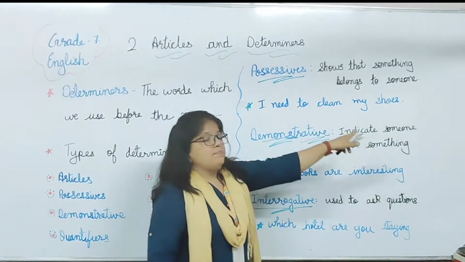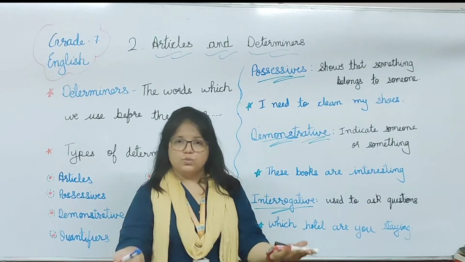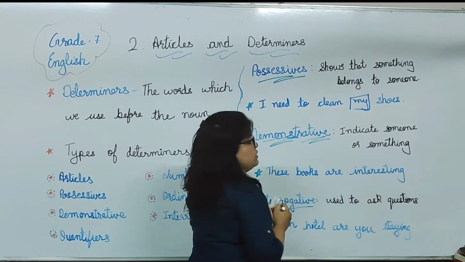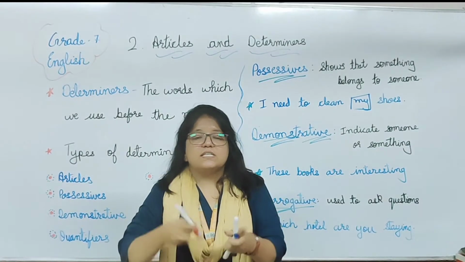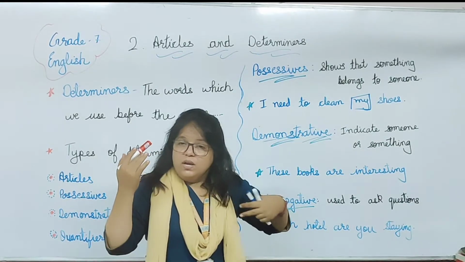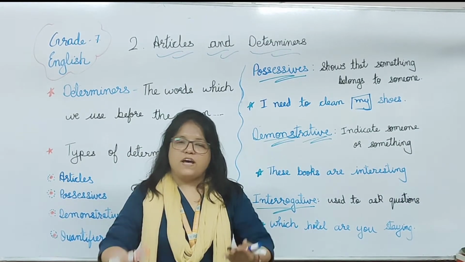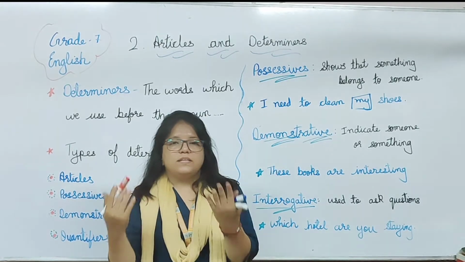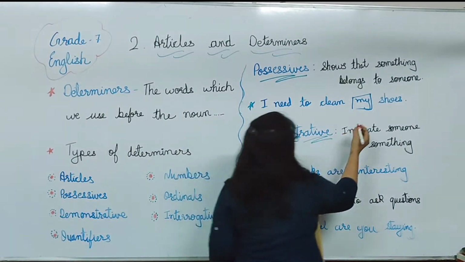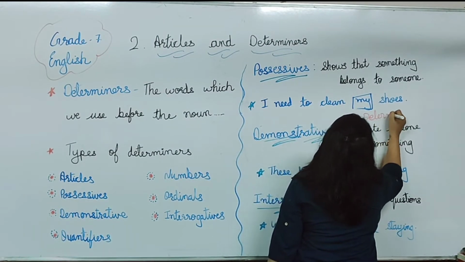I need to clean my shoes. I need to clean your shoes. The words which specify this tell us whom the thing belongs to. If I have to clean shoes, whose shoes am I cleaning? It means the words which specify whose thing it is, that the thing belongs to whom. That is called a possessive determiner.